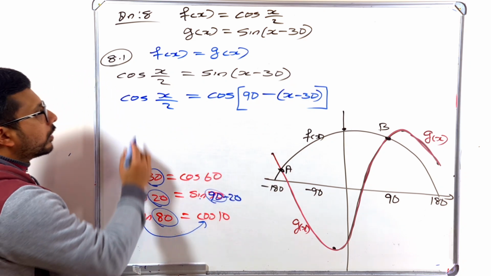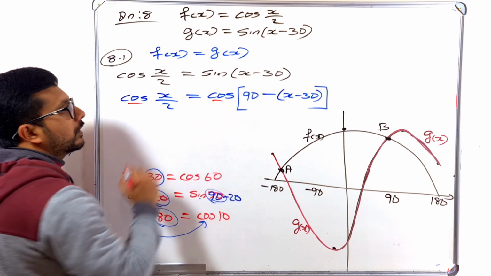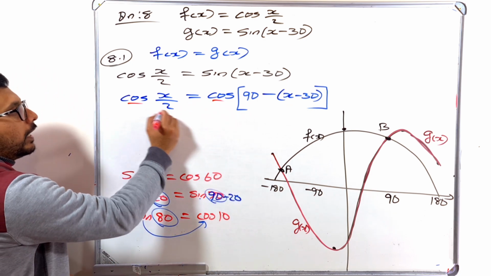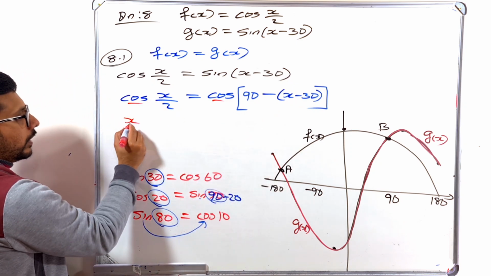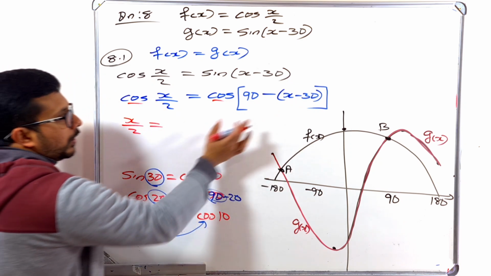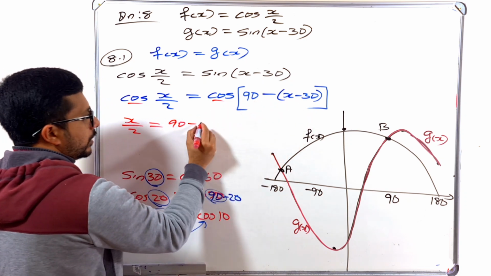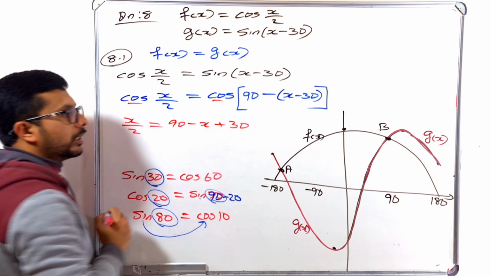Okay, so now look at this one. Both the sides, left hand side and right hand side, same trigonometry. What is the meaning of that? The angles are the same. So it means that x over 2 is the same as this one. 90 minus into x is minus x, minus into minus 30 is plus 30.